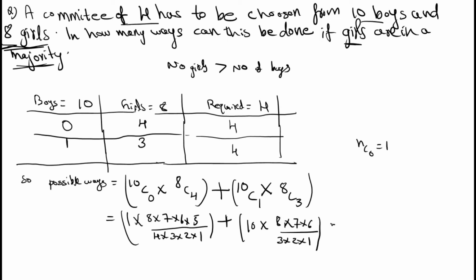Okay, now again simplify this one. See here, 4 2s are 8, 3 2s are 6. Then 5 2s are 10, 10 into 7 is equal to 70. Plus, here 3 2s are 6, 6 gets cancelled. Here 10 into 7 is 70, 70 into 8 is equal to 560. So total possibility is equal to 560 plus 70 is equal to 630. So total number of ways is equal to 630.